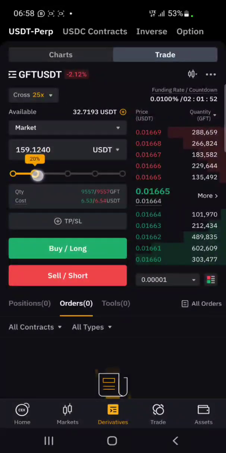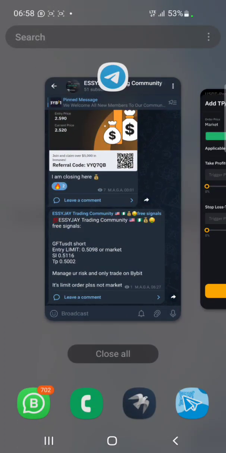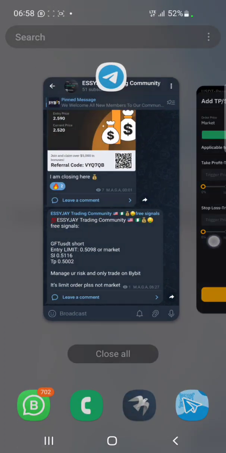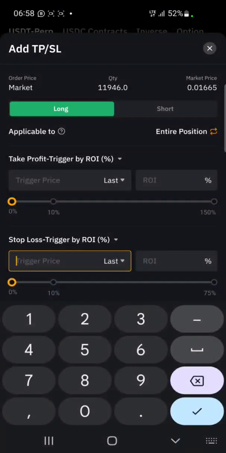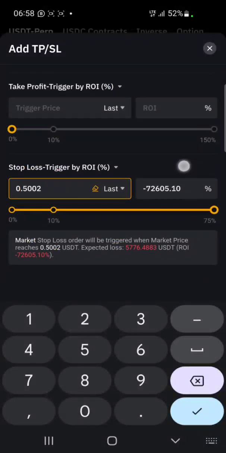So the quantity, let's say, let me use 25% of my capital, then take profit stop loss. Our take profit is what again? 0.5002, right? That is our, sorry, short. Don't make the mistake, please. 0.5002.